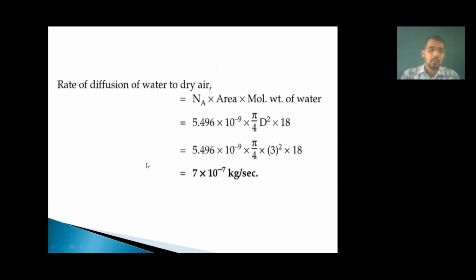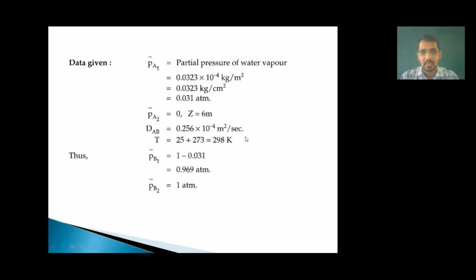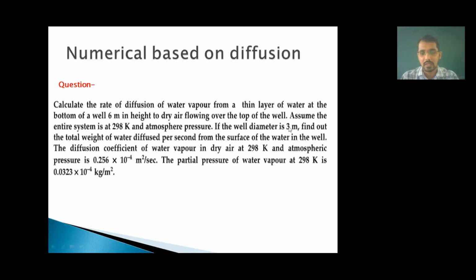Next, we have to calculate the rate of diffusion of water to dry air. How to find this? There is a formula: molar flux times area times molecular weight of water. We know that the molecular weight of water is 18, and the area of the well is given by pi by 4 d square. The diameter is given, that is 3 meter.